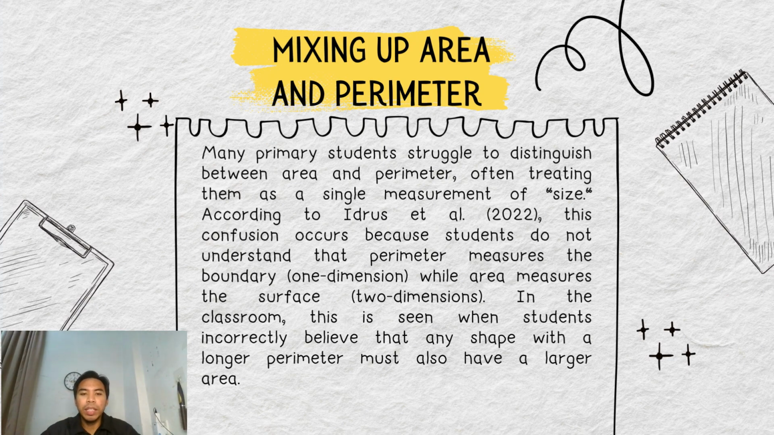Many primary students struggle to distinguish between area and perimeter, often treating them as a single measurement of size. According to Idrus et al. 2022, this confusion occurs because students do not understand that perimeter measures the boundary, one dimension, while area measures the surface, two dimensions. In the classroom, this is seen when students incorrectly believe that any shape with a longer perimeter must also have a longer area.